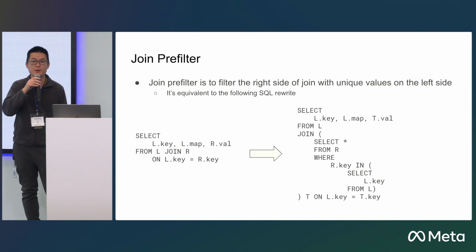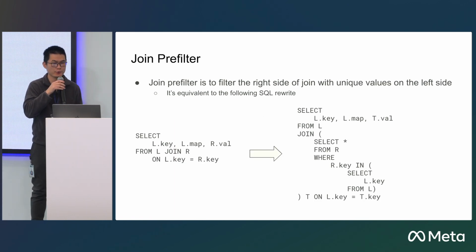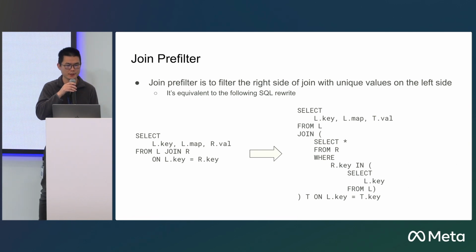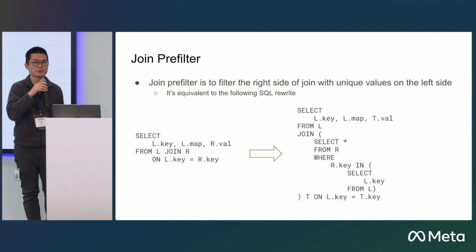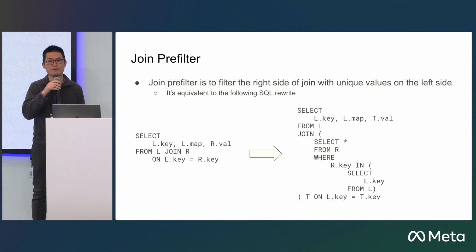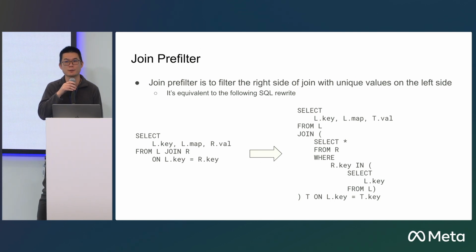The first one I'm going to talk about is join prefilter, which we added this year. What the join prefilter does is it filters the right side of the join with the unique values on the left side. This is the equivalent SQL rewrite for this optimization.